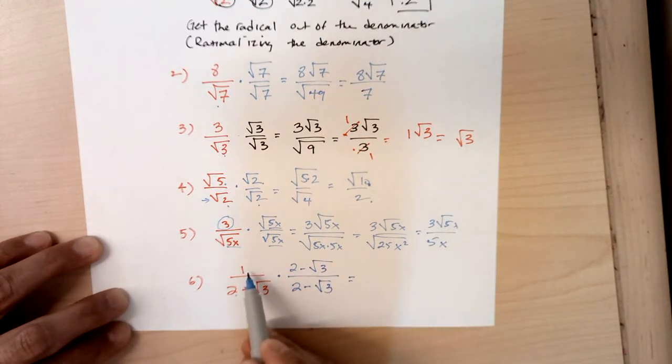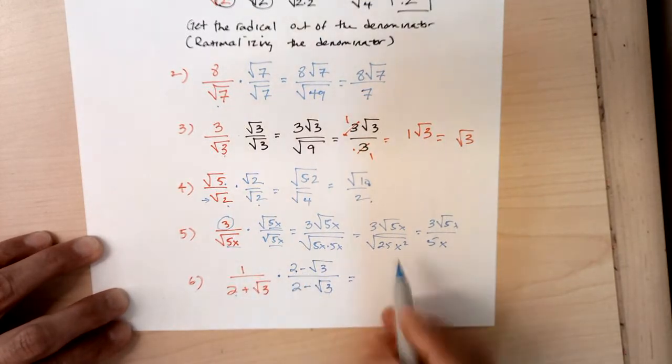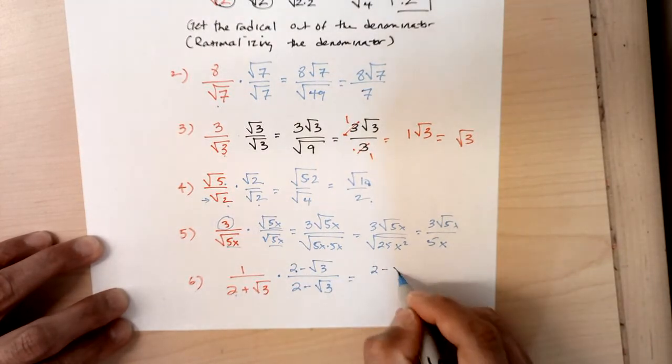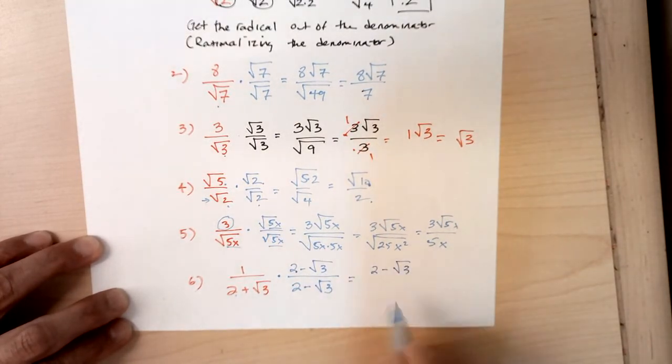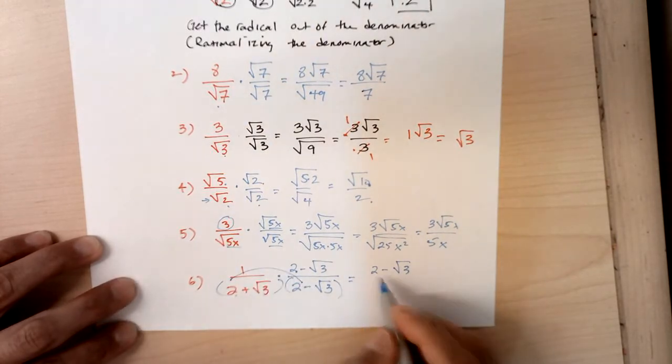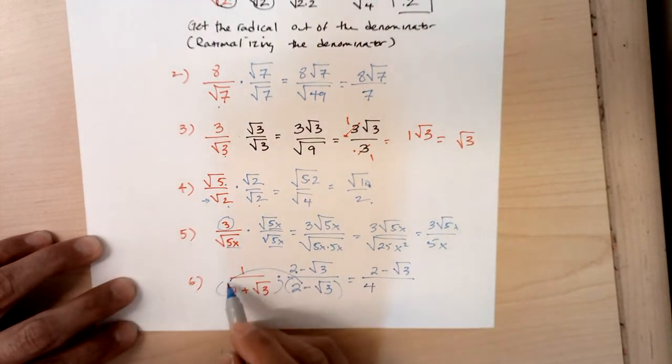Technically, we distribute the 1 to both the 2 and negative square root of 3. 1 times 2 is 2. 1 times negative square root of 3 is negative square root of 3. And in the denominator, here's what we have to do. We actually have to use FOIL for these radical expressions. Here's first of FOIL: 2 times 2 is 4.